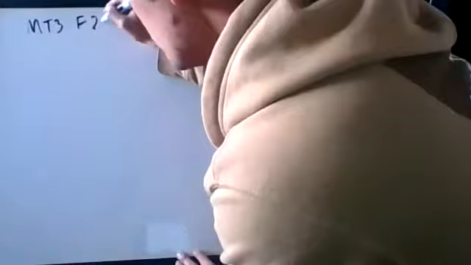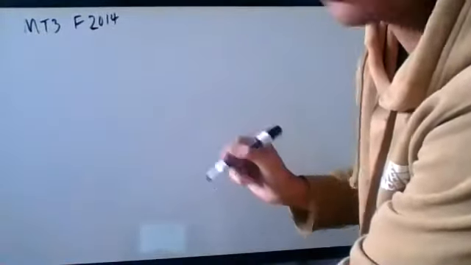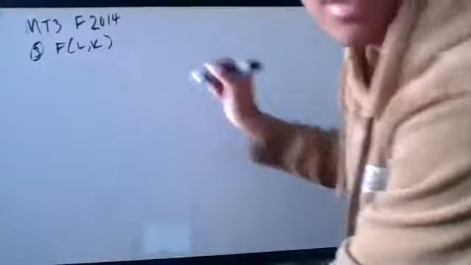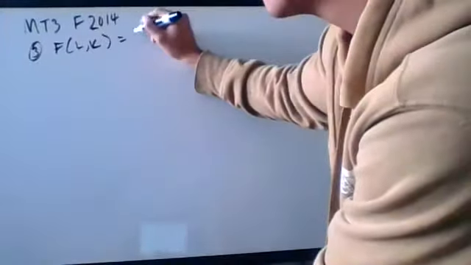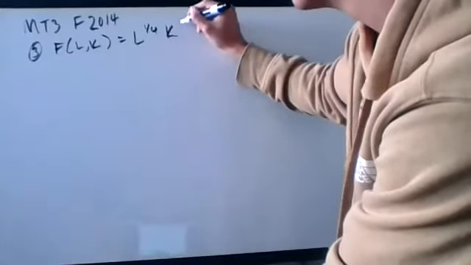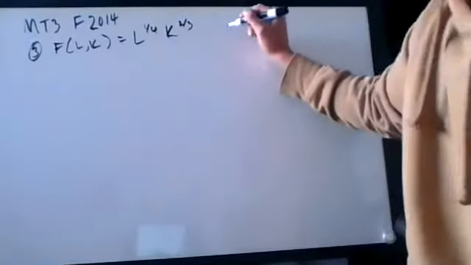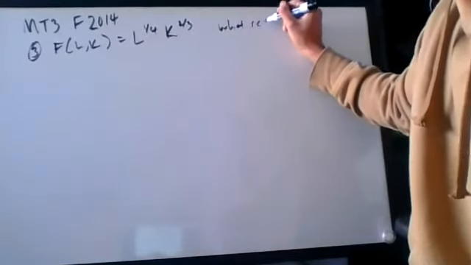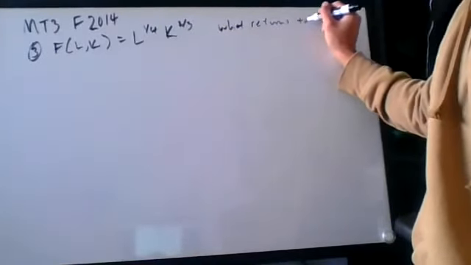So this is midterm 3, fall 2014, and this is question 3, and we're asked: F(L, K) equals L to the 1/4, K to the 2/3, and what are the returns to scale?